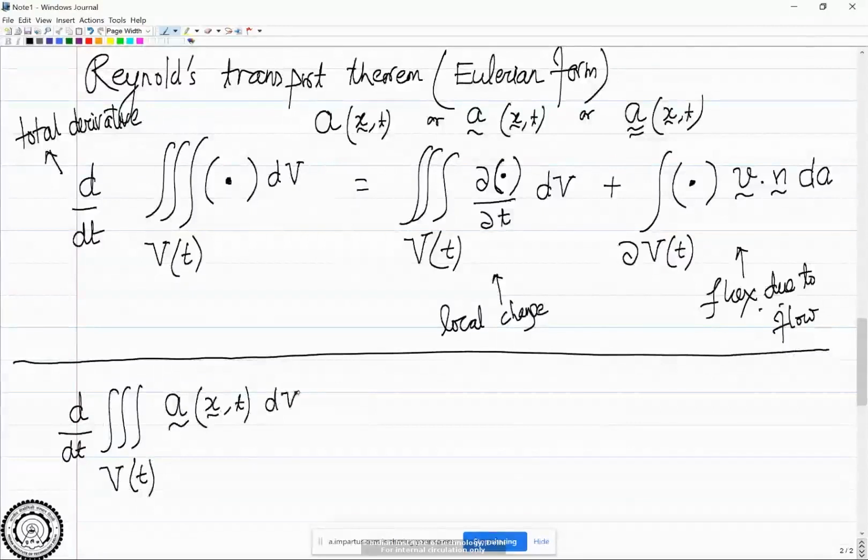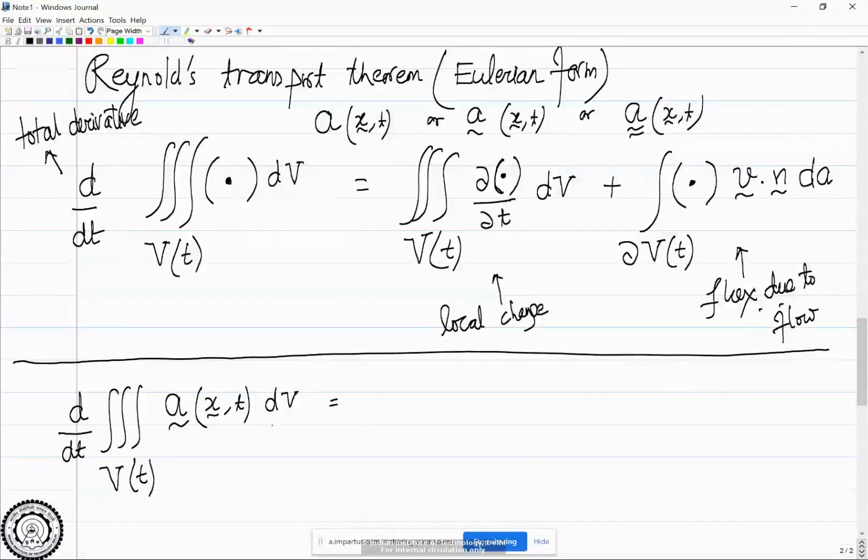Do we also use this, the Reynolds transport theorem, in solids? Well, if it's a perfectly elastic body, then we don't use it, but if it is viscoelastic, then we may have to use it. Okay, sir. Yes.